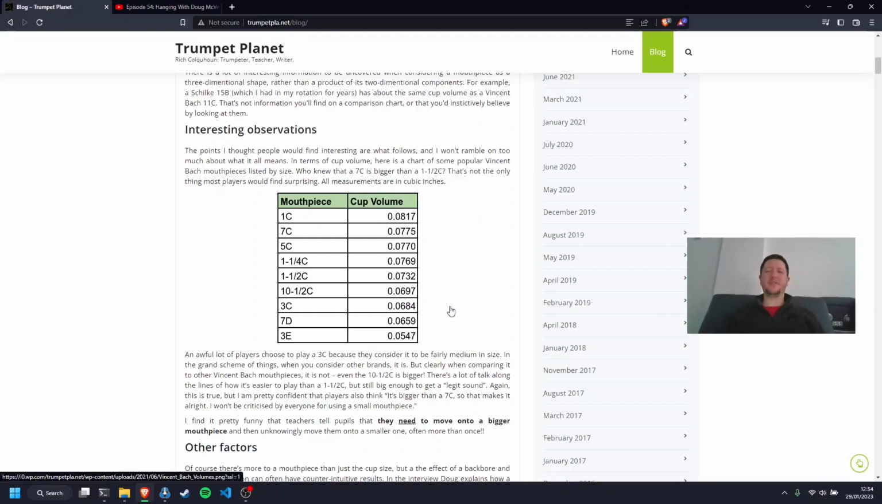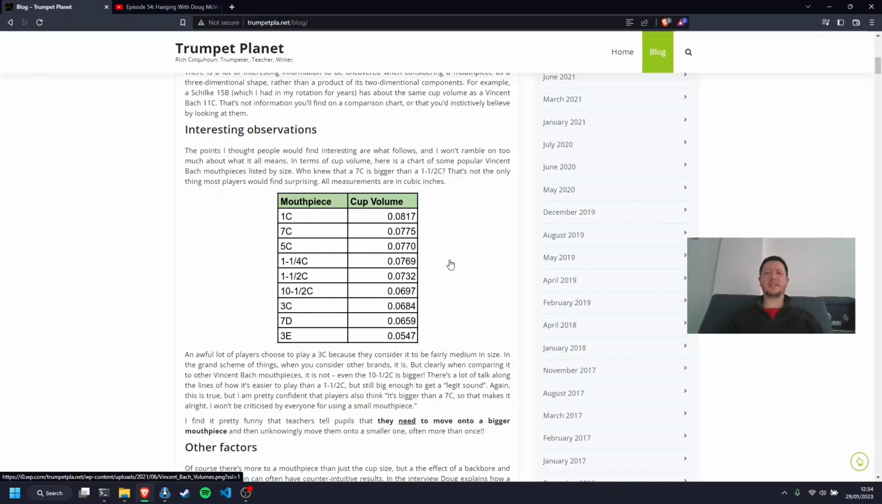And really, even when you get into looking at things like the 11C or the 17C, they are not that different, because it's all about this three-dimensional cup volume. The other thing with the Vincent Bach mouthpieces as well is that a whole bunch of them, like the 6, the 7, the 8, they're all the same cup diameter, but the rim shape is different.